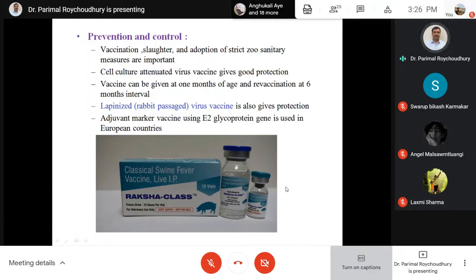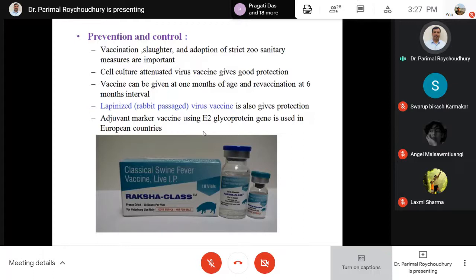No doubt it can give protection, but we cannot think about eradication at this point, because we don't have any marker vaccines. In European countries, they were able to eradicate the disease by using marker vaccines, taking a recombinant E2-glycoprotein gene vaccine, just like the Covishield vaccines we are taking. They prepared an E2-based vaccine for vaccinating the animal. The animals are protected against the disease, and at the same time they are able to differentiate the naturally infected animal from the vaccinated animal through the DIVA test.